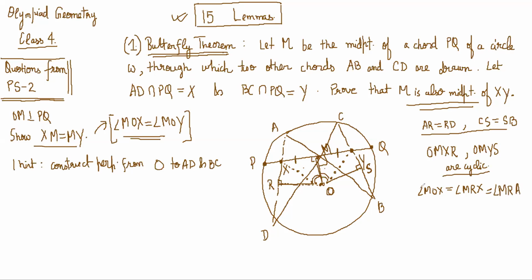Yes. And similarly, you have angle MOY equal to angle MSY, or MSC. Angle MSC is equal to angle MOY, right? Yes. You have these two relations from cyclic quadrilaterals. So even if you can prove that MRA is equal to MSC, then we are done.